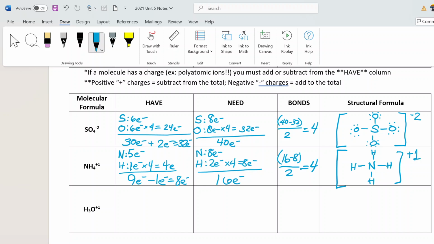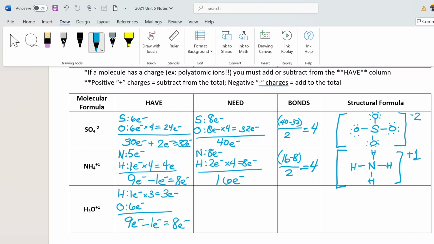Now, last one. Hydrogen has 1 electron because it is in group 1. There's 3 atoms of it, so I get 3 electrons. Oxygen is in group 6, so it has 6 electrons. So I get a total of 9 electrons. Again, the alarm bells should be going off in your head. Ding, ding, ding. I have an odd number. Now what do I do? Well, I have this positive 1 charge. That tells me that I have 1 more proton than I do electron. So I'm going to subtract 1 electron from here, and I get 8 electrons.